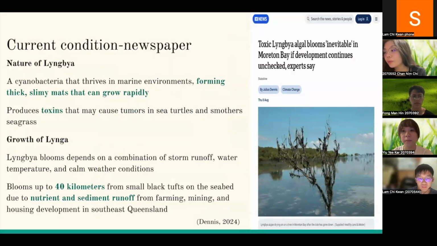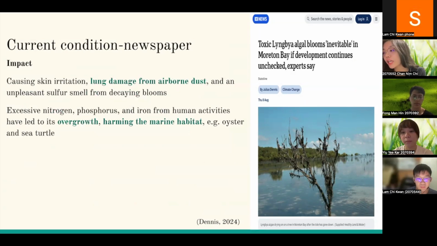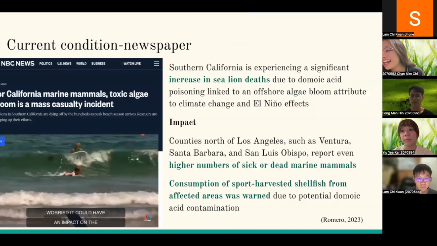There is an ABC News report, which included natural blooms which produce toxin that may cause tumors in sea turtles and smother seagrass. The growth of blooms is due to nutrient and sediment runoff. And for impact, it causes skin irritation, lung damage from airborne dust, and an unpleasant sulfur smell from decaying algae. There is an NBC News report, which talks about an increase in sea lion deaths and higher numbers of sickness and death for marine mammals.